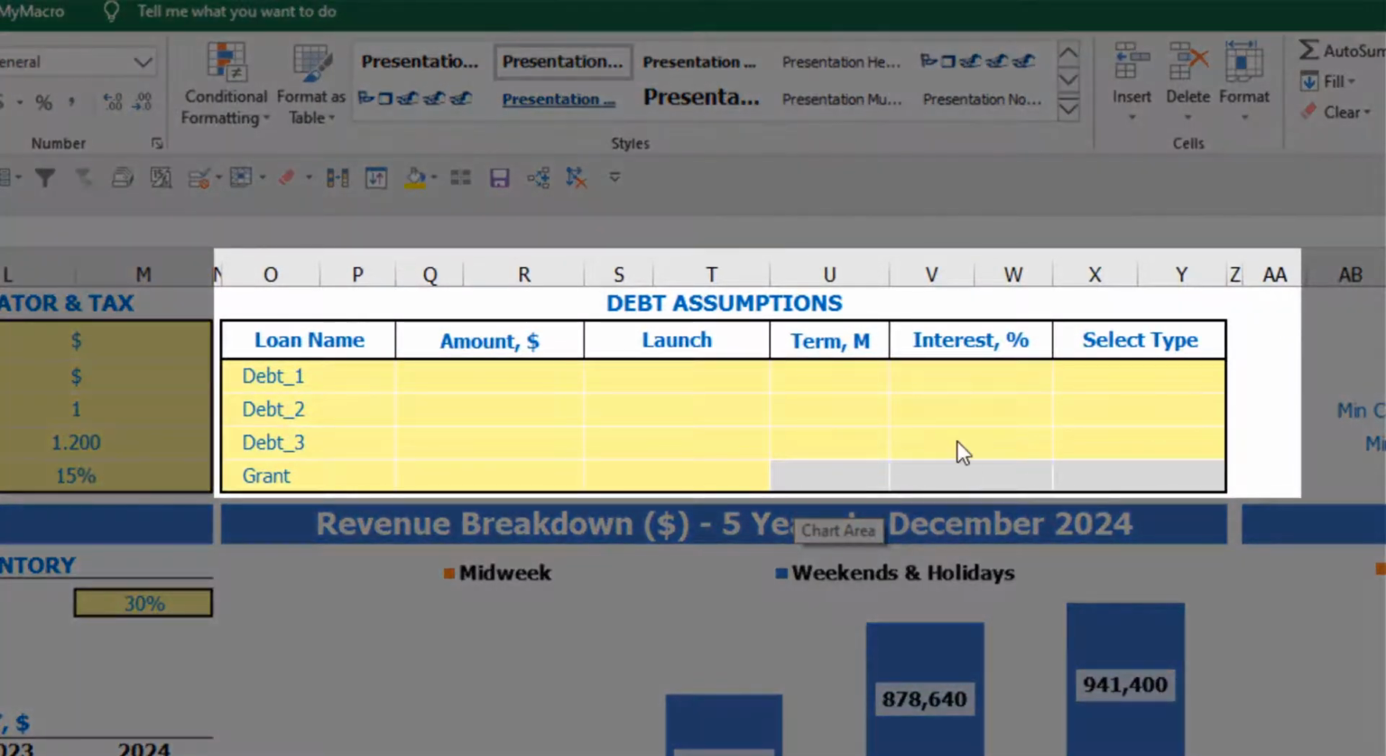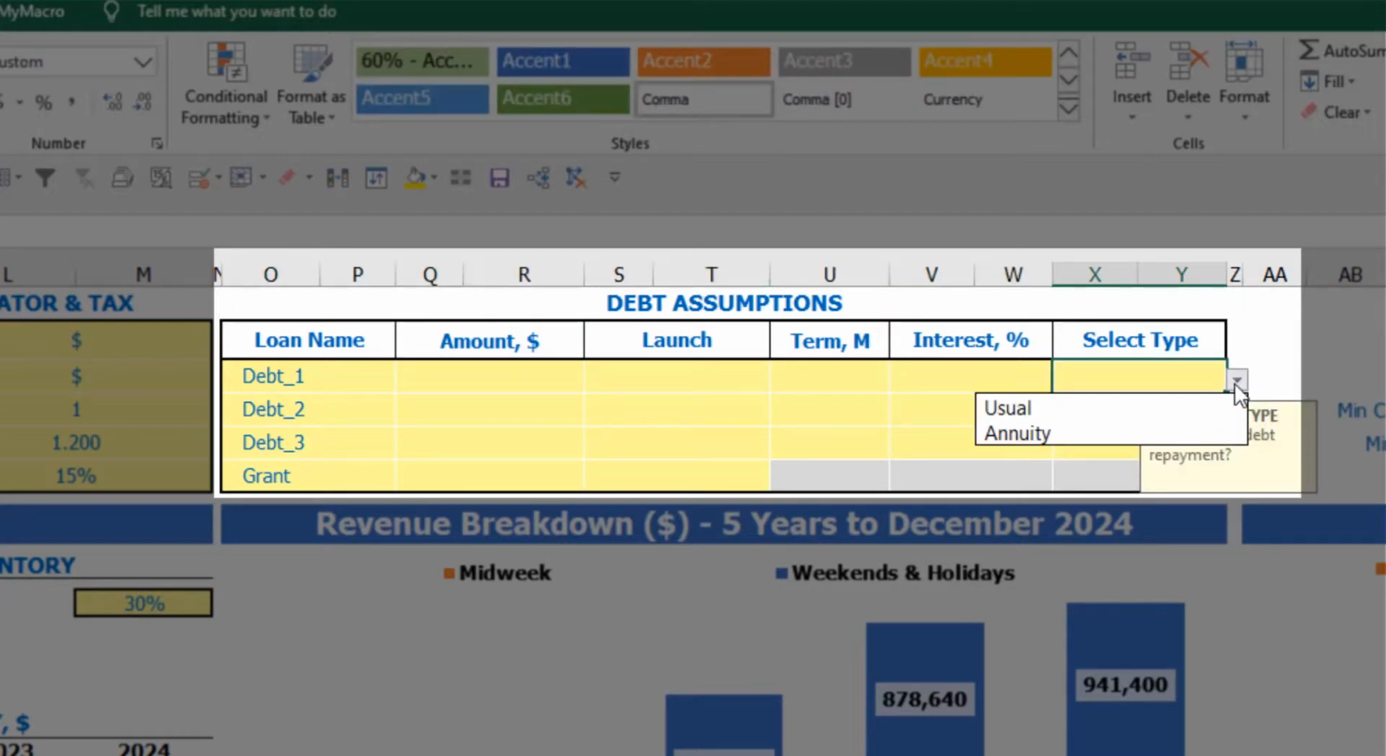Also on the top of the dashboard we have debt assumptions. Let me show you how it works. So for each debt we are able to select the debt type. There are 2 debt types in the model, which is annuity and usual. Annuity means that each monthly payment, which consists of your debt repayment plus interest expenses, will be equal each month. In case you select usual, your main debt repayments will be equal parts and interest will be just interest on the debt's closing balance.